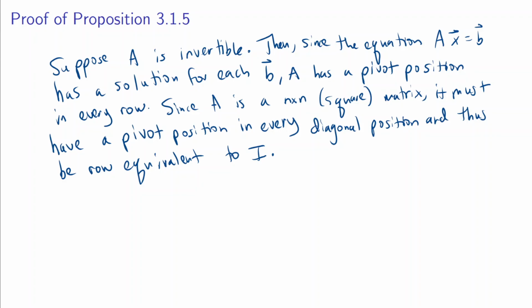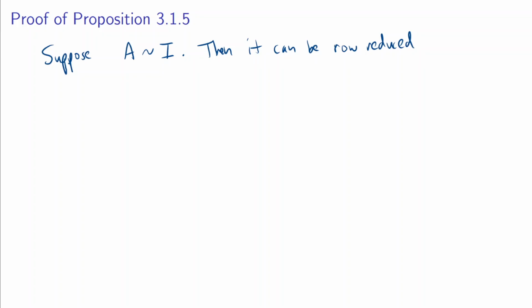Let's now go the other direction. So, fresh page here. Suppose A is row equivalent to the identity matrix, then it can be row reduced to I, to the identity.